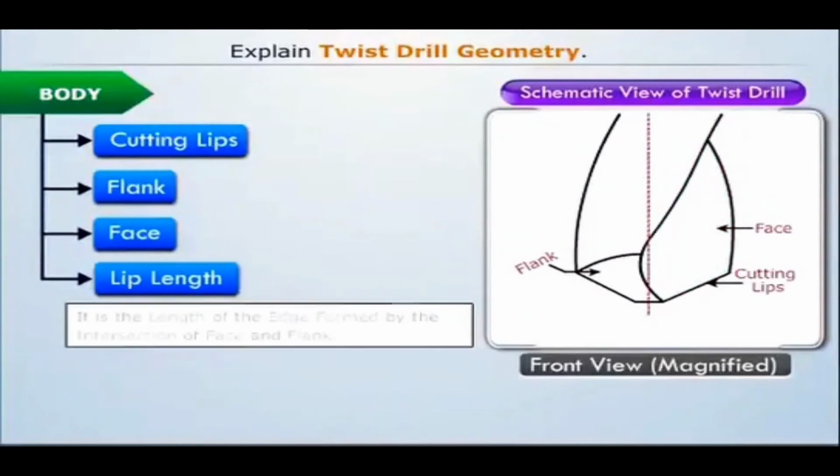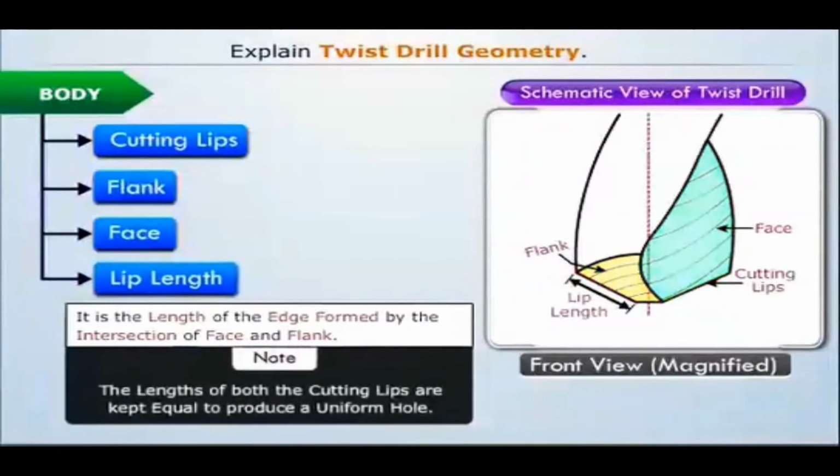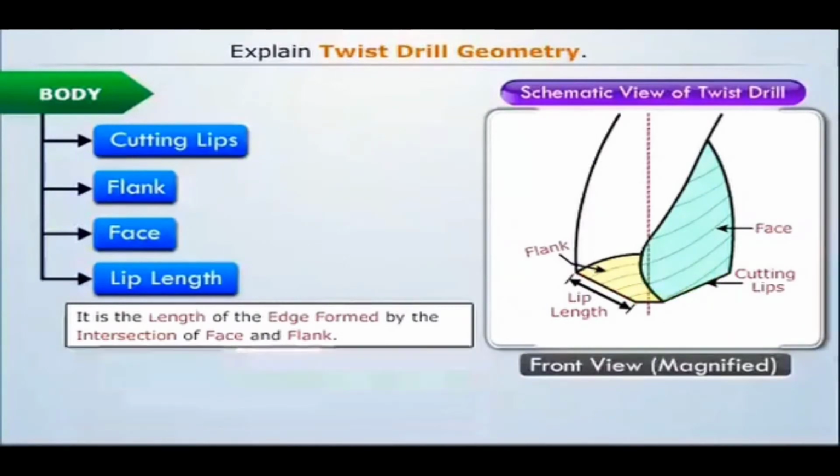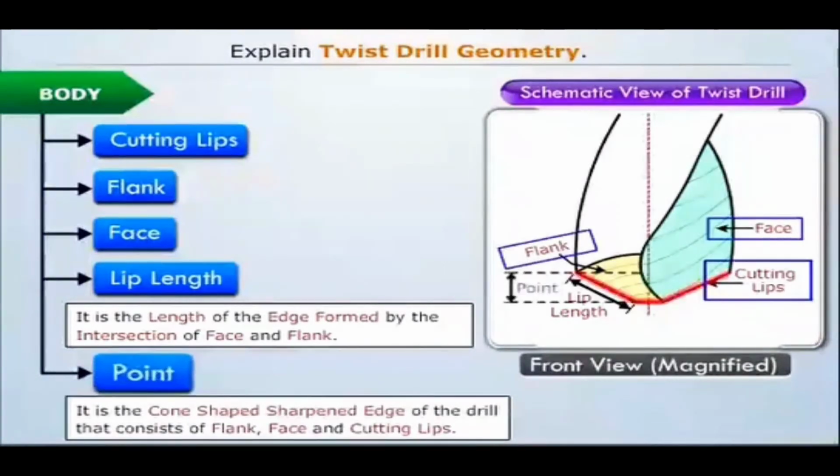The length of the edge formed by the intersection of face and flank is called the lip length. Note that the lengths of both the cutting lips are kept equal to produce a uniform hole. The cone-shaped sharpened edge of the drill that consists of flank, face and cutting lips is known as the point.